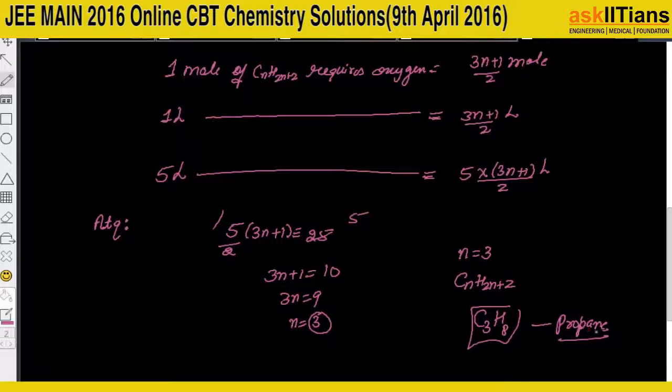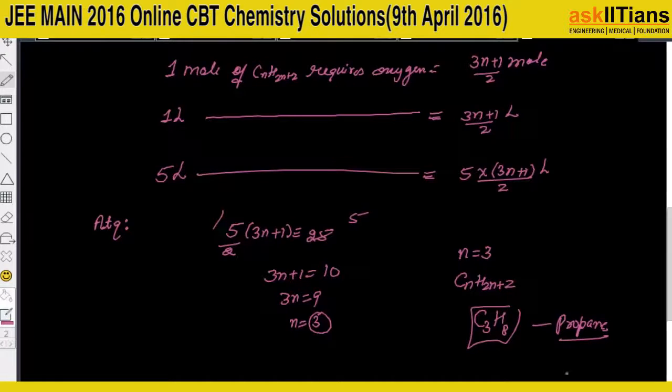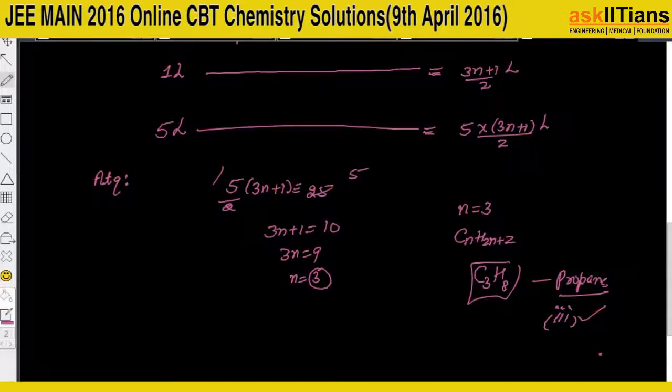Let us see what are the options that have been given to us for this particular question. The options are butane, isobutane, propane and ethane. So I can say option number 3 is the correct option for this particular question.